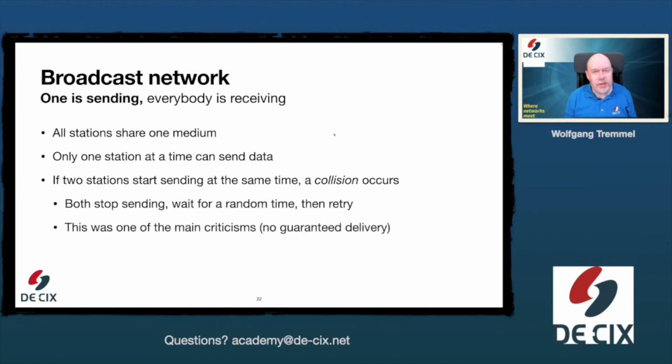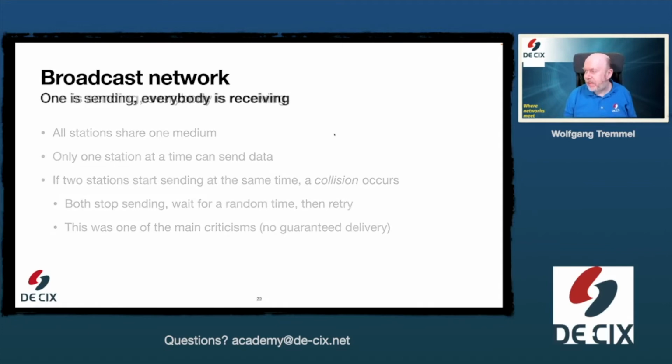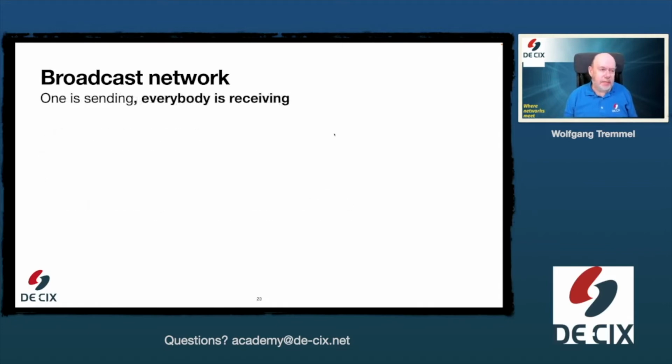And yeah, mathematicians don't like randomness, so this was seen as a disadvantage of Ethernet, that there was no guaranteed delivery. But well, what you're using today, you're using Ethernet, so somehow it works. Good. Broadcast network means one is sending, everybody is receiving. Everybody is receiving everything, even frames which are destined to another station.